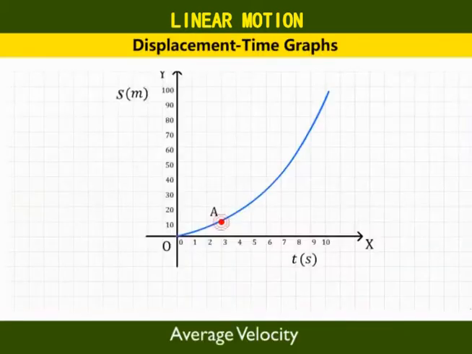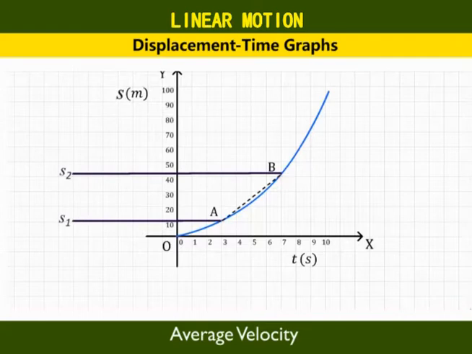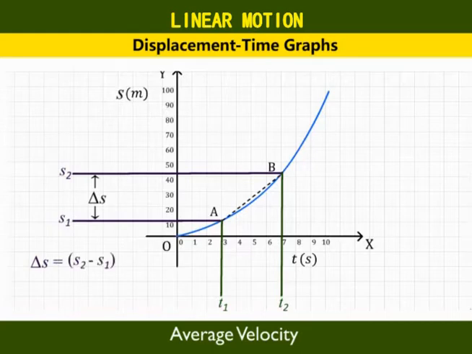Let us pick 2 points A and B and look at the motion between these 2 points. S1 and S2 are the positions of the car at time t1 and t2 respectively. Delta S is the displacement from A to B given as S2 minus S1. And delta T is the time interval between A and B given as T2 minus T1.